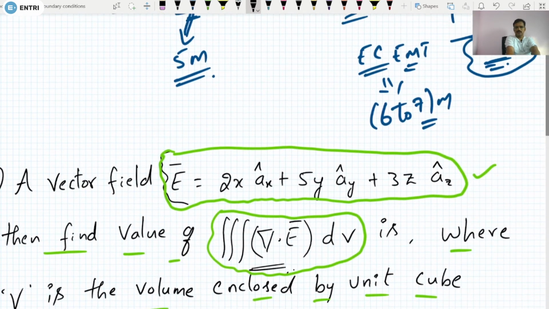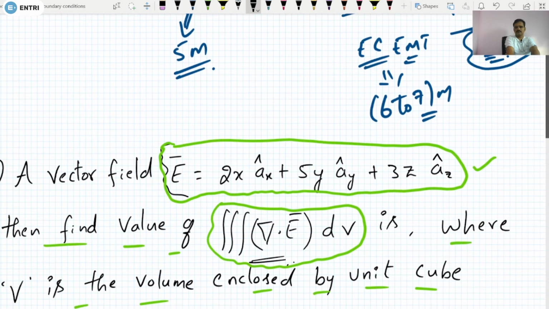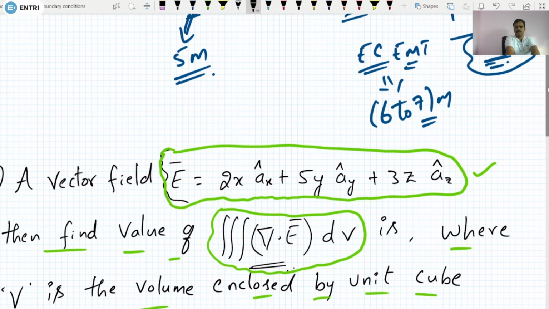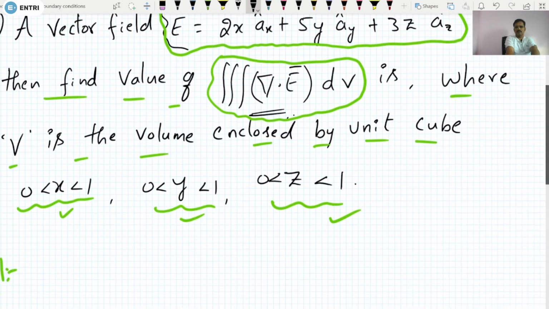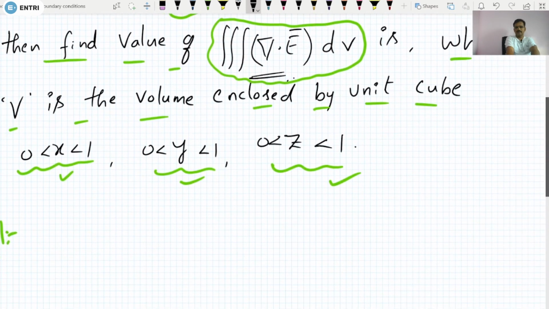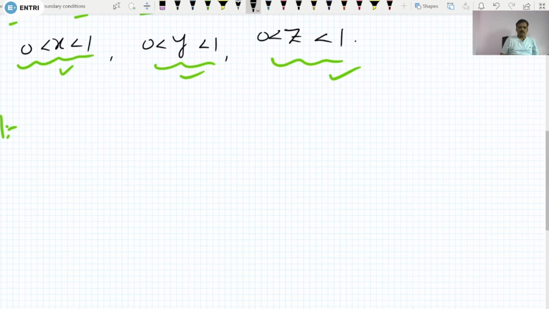So this is the question they have given. A vector field E bar is equal to 2x ax cap plus 5y ay cap plus 3z az cap. Then you have to find the value of the triple integral of divergence of E bar, and they have given the range of x, range of y, and range of z.